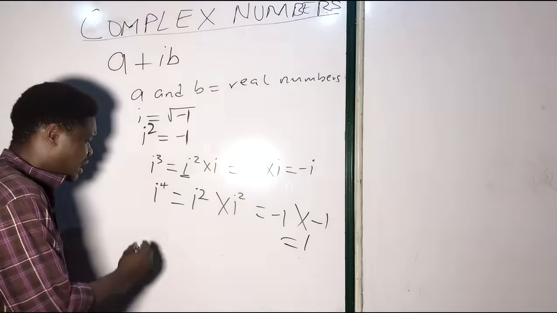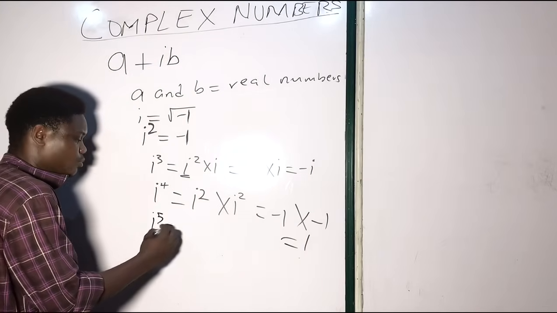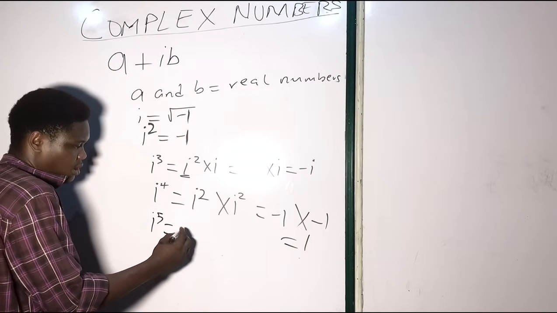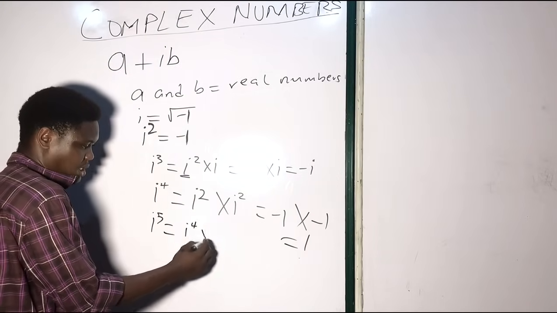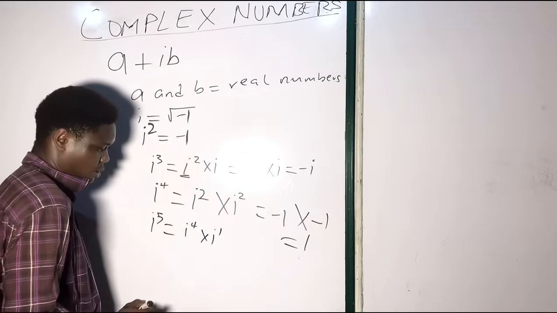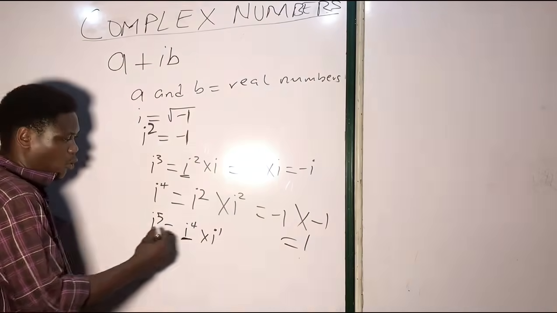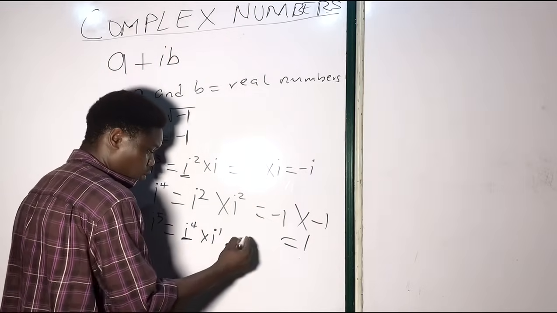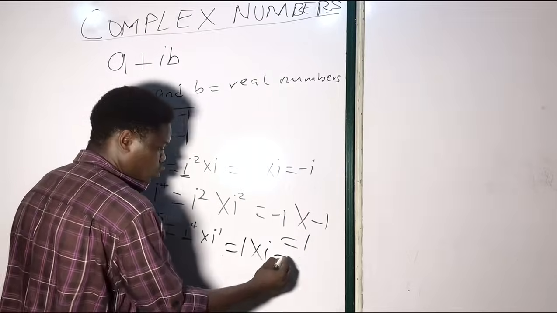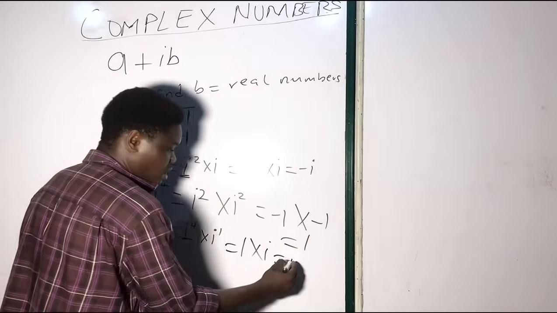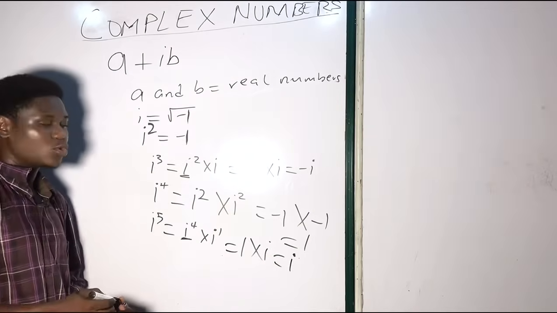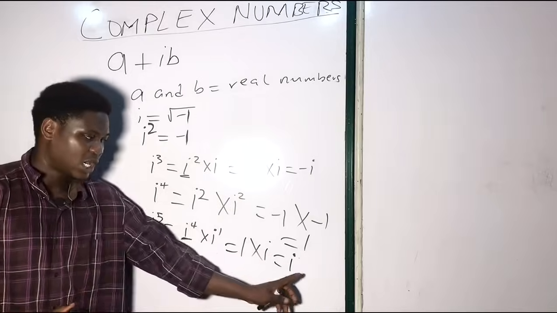Just like that. Let's check for i raised to the power 5. This is i raised to the power 4 times i raised to the power 1. Now i raised to the power 4 already is +1, times i. So it means that i raised to the power 5 is actually i.